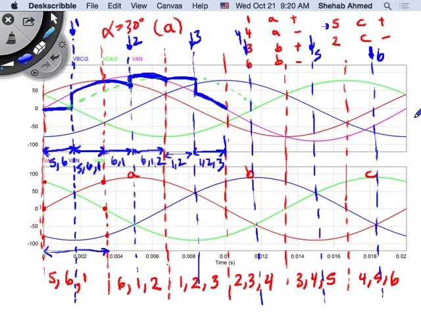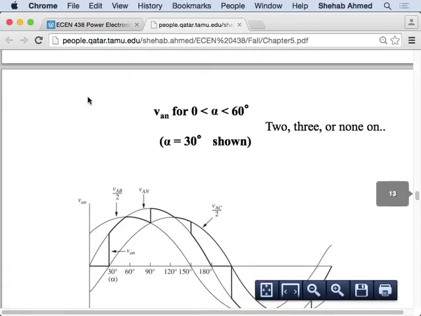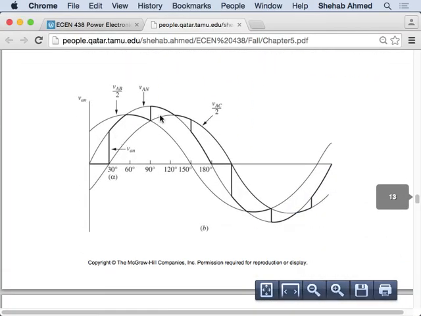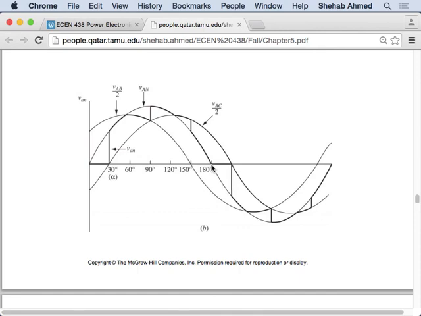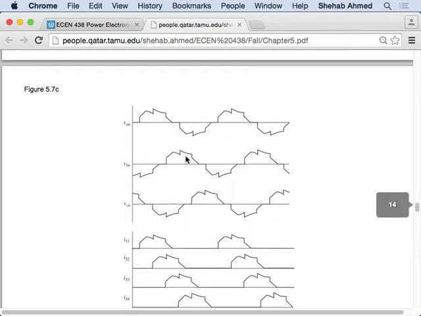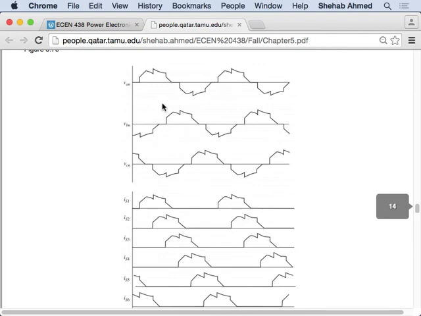So let's look at what it looks like. The class time is over, but let's look. So let's look at what the slides show. The slides show this in the next slide. So this is what we just drew, right? And then at 180 degrees goes to 0, and then it repeats again. It repeats in the negative fashion. Okay. And then they draw the 3 waveforms VAN, the phase A voltage, phase B voltage, phase C voltage. They're exactly the same, but phase shifted by 120 degrees.